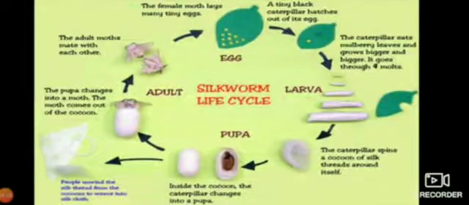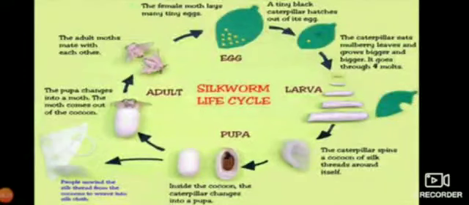Okay, here, children, you are seeing the life cycle of the silkworm. See here, we have mainly four stages. Those are egg. Eggs are also called ova. And then the next stage is larva, and then pupa, and then adult. This adult stage is also called imago.